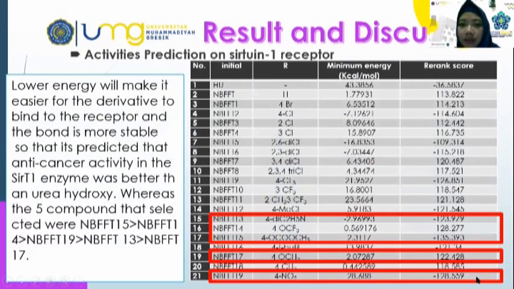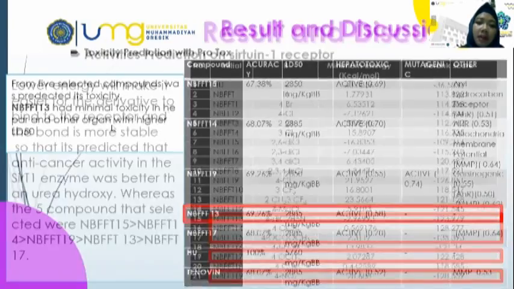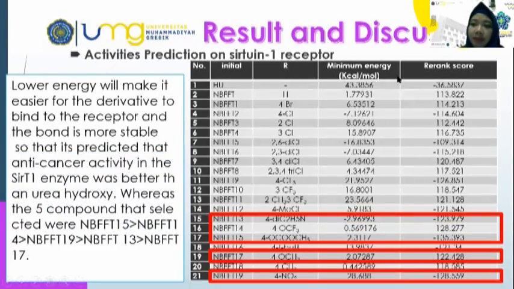Okay, this is our result and discussion. First of all, we predict activity on the CYP21 receptor. We know that the re-rank score is an interaction energy. A lower re-rank score means lower energy, which makes it easier for the derivatives, the NBFFT series, to bind the receptor, and the bond is more stable than the others because it has the lowest re-rank score.